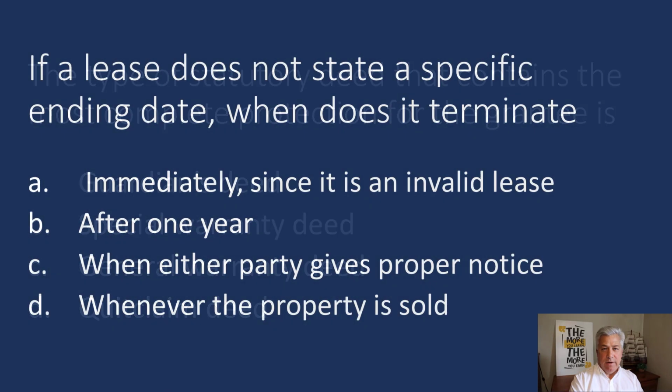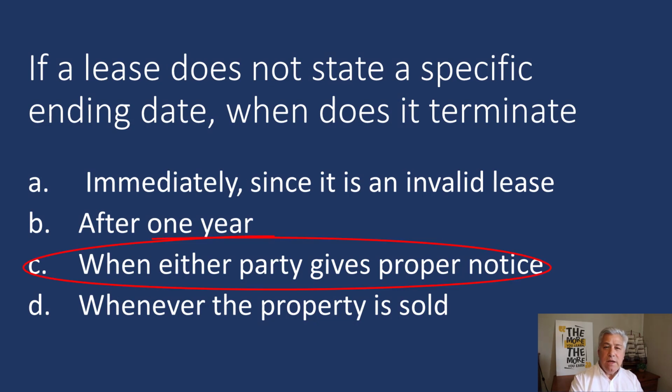Question number 7. If a lease does not state a specific ending date, when does it terminate? And the answer will be C, when either party gives proper notice. This most likely is what we learn to be a tenancy at will, which is a lease that has a start date but no ending date. The lease would require a notice. It would terminate when either party gives proper notice.